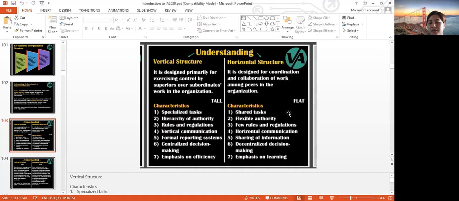Okay, for the characteristics of horizontal structure: shared task, flexible authority, fewer rules and regulations, horizontal communication, sharing of information, decentralized decision making, emphasis on learning.